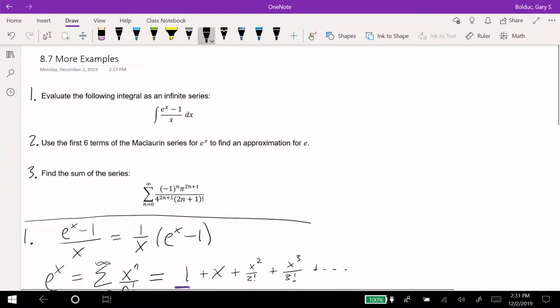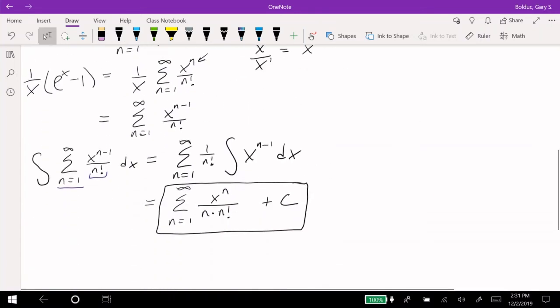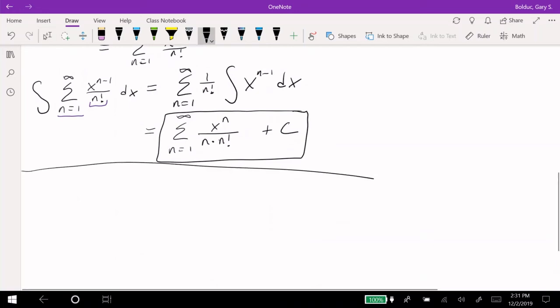Okay, so number 2 says use the first 6 terms of the Maclaurin series for e to the x to find an approximation for just e. So let's do that one. Alright, so remember, Maclaurin series means Taylor series at the center of 0, and we actually already have this in our brains, x to the n over n factorial.